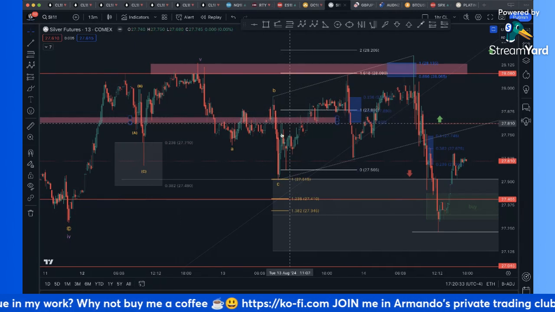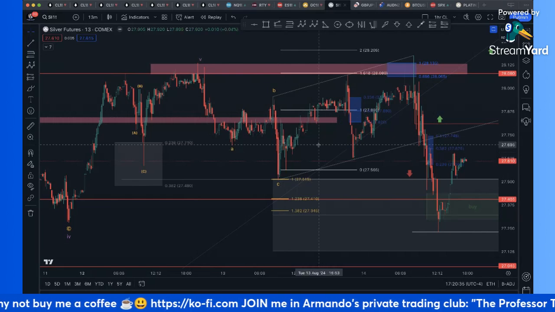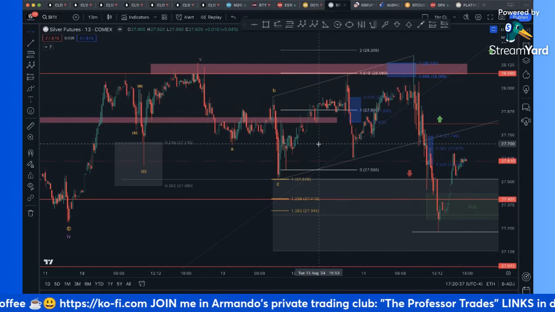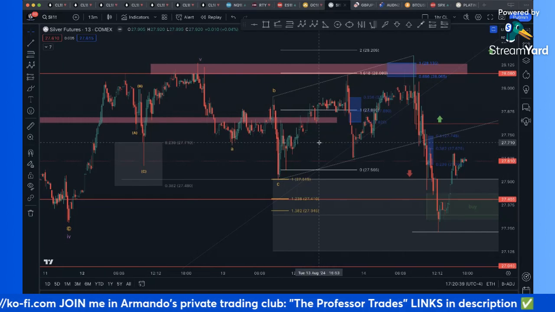That's why I drag these levels over. They're supply and demand zones. I'm using Armando's technique of trying to identify structure levels. You follow Armando for that stuff.